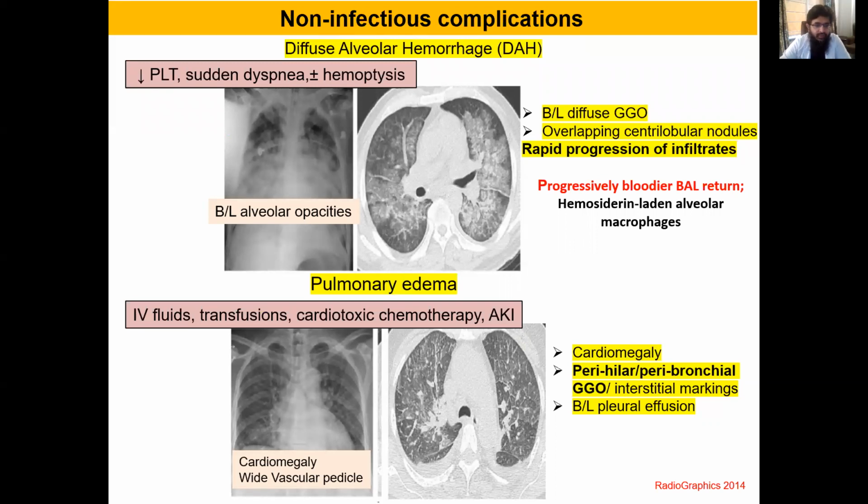In pulmonary edema, you get a clinical scenario of fluid overload, cardiotoxic drugs, and renal failure. The X-ray shows features of pulmonary edema, and the CT chest shows perihilar opacities with some amount of cardiomegaly and bilateral pleural effusion. That gives us a clue that the patient will be having pulmonary edema.